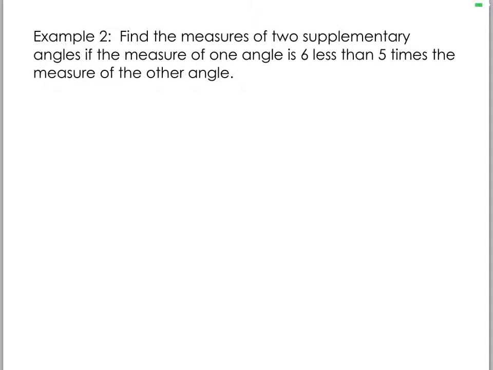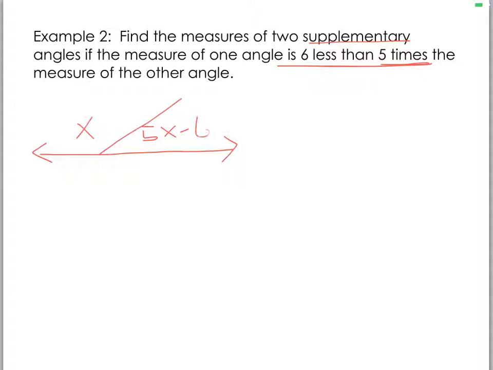Example 2. Find the measure of two supplementary angles if the measure of one angle is 6 less than 5 times the measure of the other angle. I'm going to start by drawing my supplementary angles. We're going to say that this one is 6 less than 5 times the measure of the other. So we'll make one of them x and one of them 5x minus 6. Now since I know that they're supplementary, that means that they sum to 180.